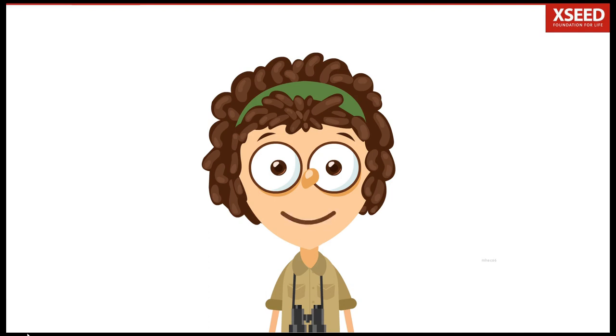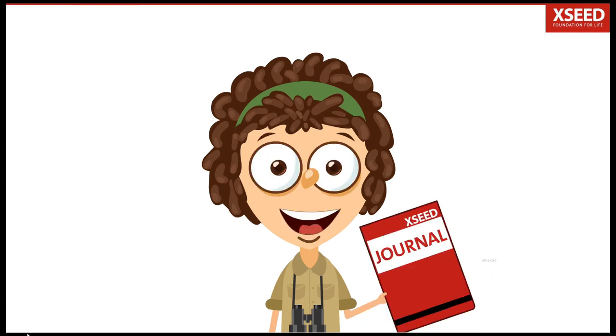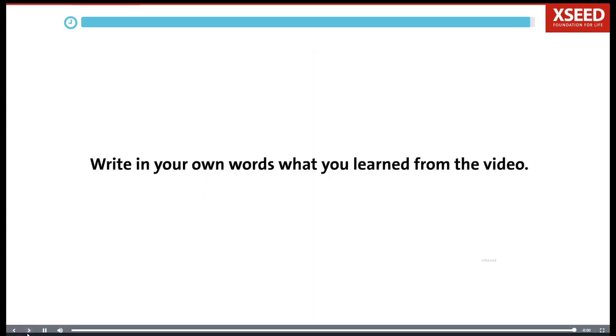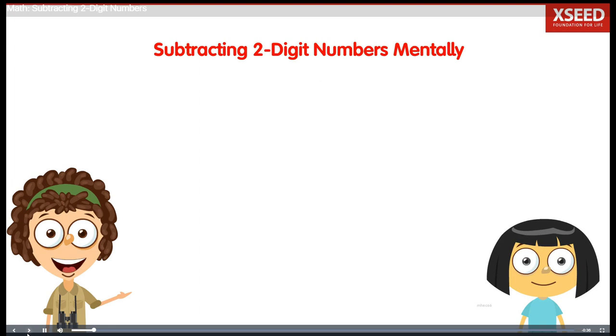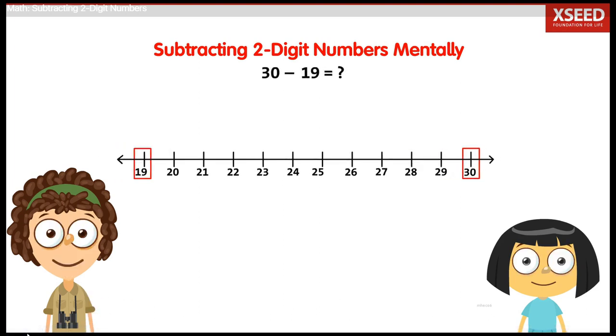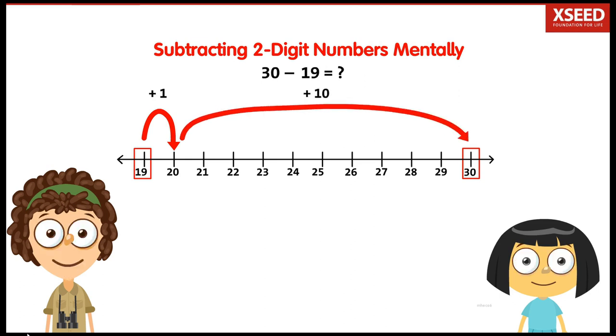In the analysis section of your journal, write in your own words what you learned from the video. Today we learned how to subtract two-digit numbers using the counting up method. We count from the smaller number to the next 10. Then, we skip count by 10 to the bigger number. In the end, we add all the count up amounts to find the difference between the two numbers. We can use counting up method to subtract mentally.